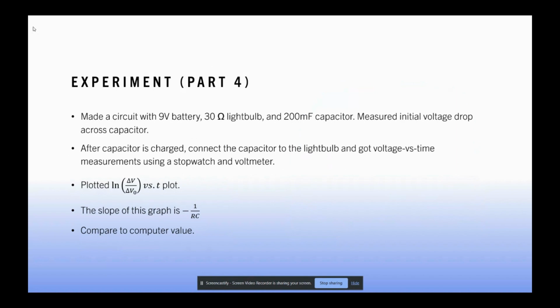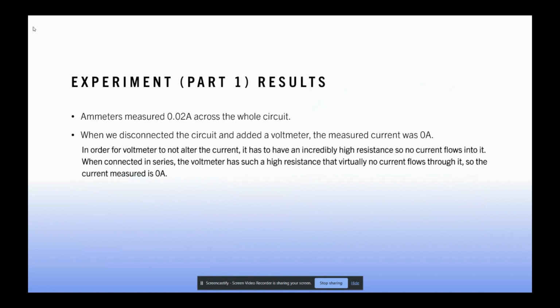We then plotted the Ln of the voltage drop divided by the initial voltage drop versus time. The slope of this graph is supposed to be -1 over the time constant RC. We then compared it to the computed value. The results include that the ammeters measured 0.02 amperes across the whole circuit. When we disconnected the circuit and added the voltmeter, the measured current was 0 amperes.